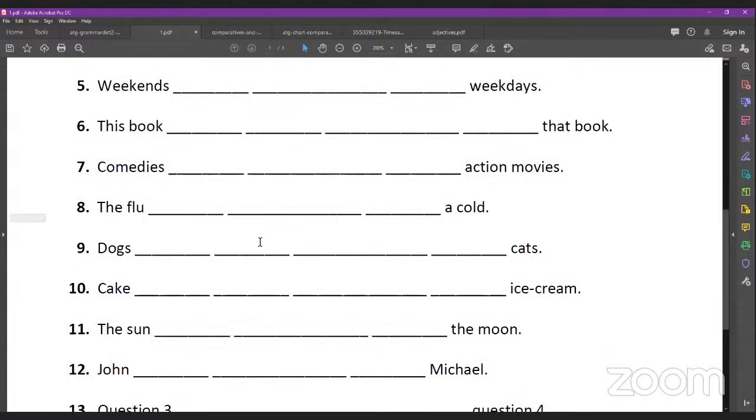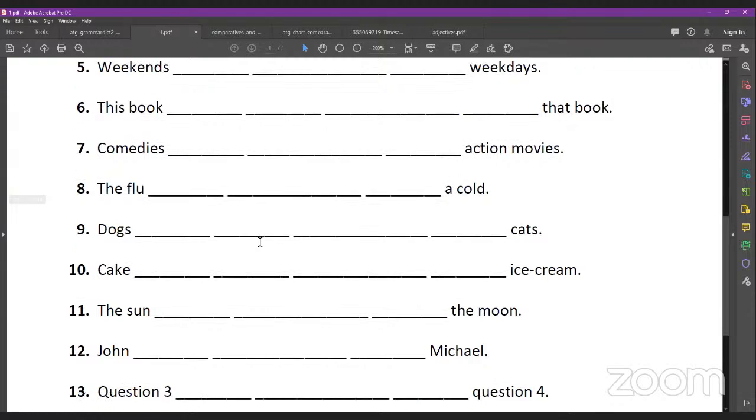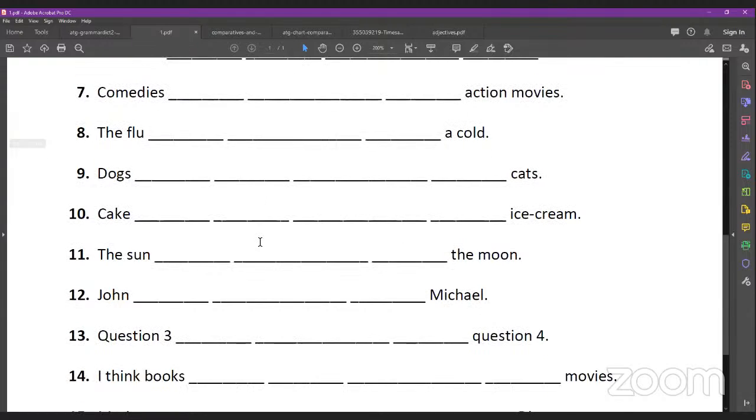Number 8 and 9. The flu is worse than a cold. Dogs are more dangerous than cats. All right, it works for me. Correct. Number 10 and 11, please. Mr. Franco, thank you.